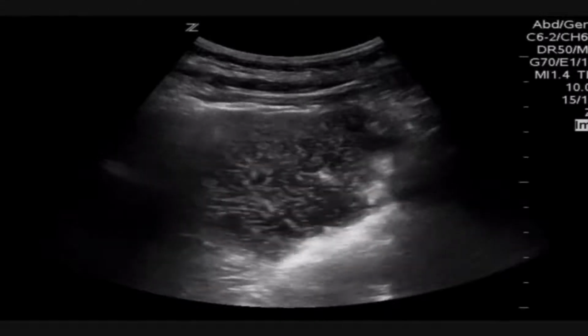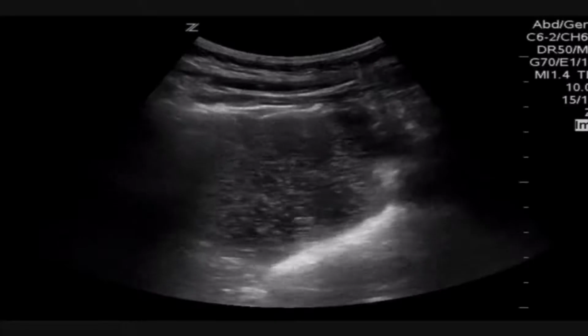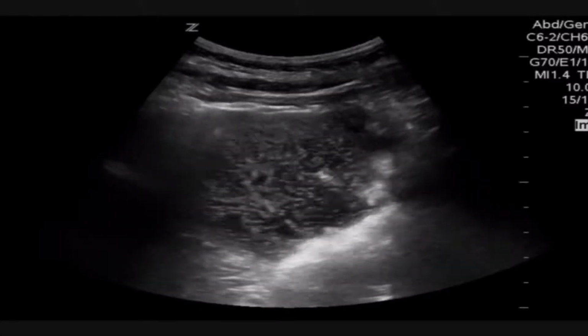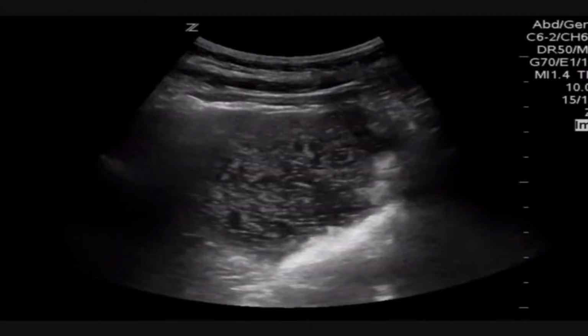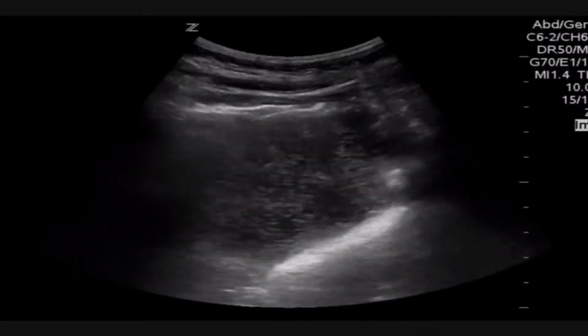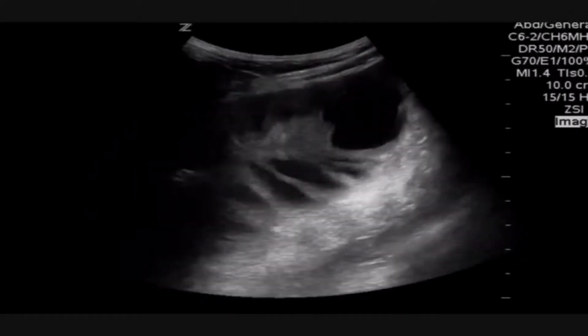And what I find super cool about this clip, especially the next one here, is that you can actually see the pulsations from the heart shaking the contents of this dilated fluid-filled stomach. So why did this patient have a giant fluid-filled stomach? There can be many reasons, such as gastroparesis, but in this case, the patient had a small bowel obstruction.